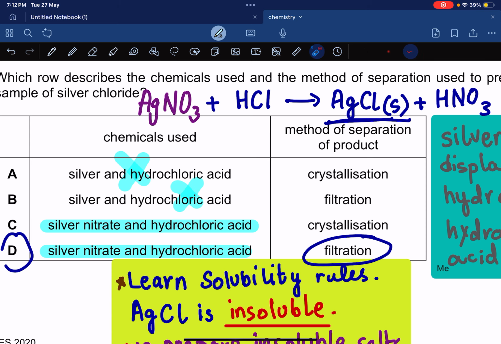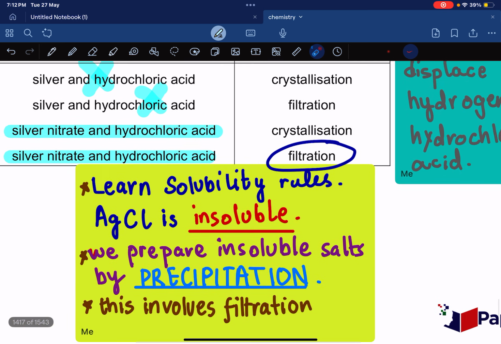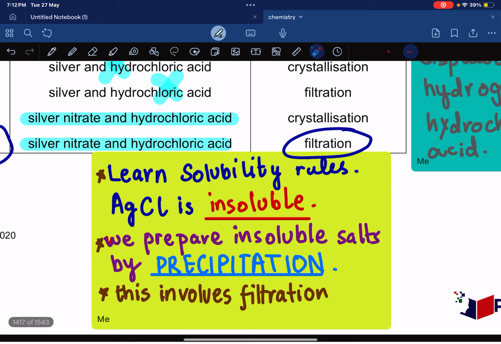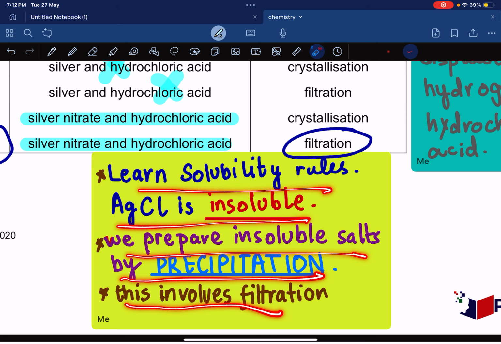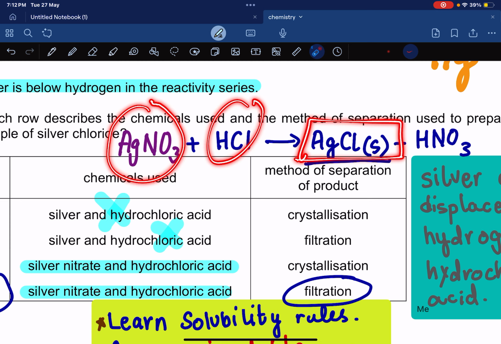The key concept in this question was, first, silver cannot displace hydrogen from hydrochloric acid because silver is less reactive. And the second key concept was, learn solubility rules: AgCl is insoluble. We prepare insoluble salts by precipitation. This involves filtration. Precipitation means we take two soluble salts, like silver nitrate and HCl, and we form an insoluble salt, and that's separated by filtration.